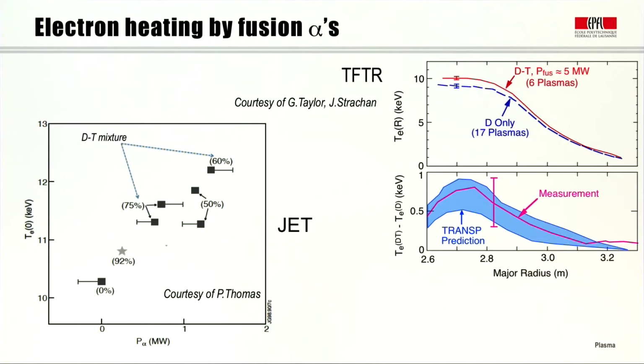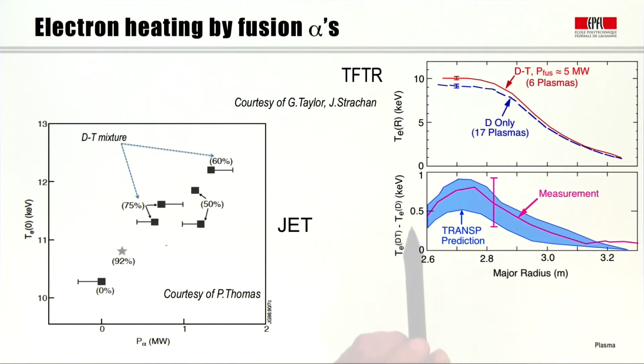If the alphas slow down collisionally on electrons, as classical theory predicts, we should see, from the point of view of electrons, an increase in the temperature, because the power from the alphas goes directly to the electrons. And that was the purpose of two very significant experiments in TFTR, the tokamak at Princeton, USA, and in JET.